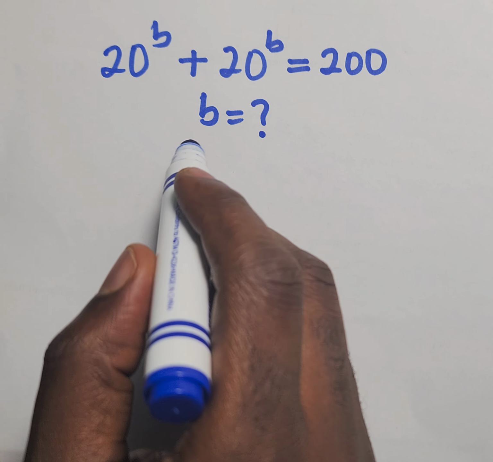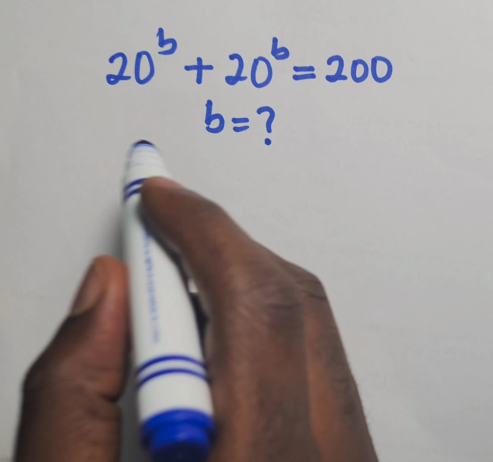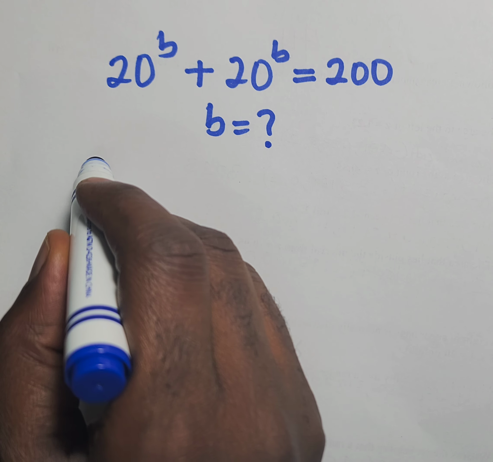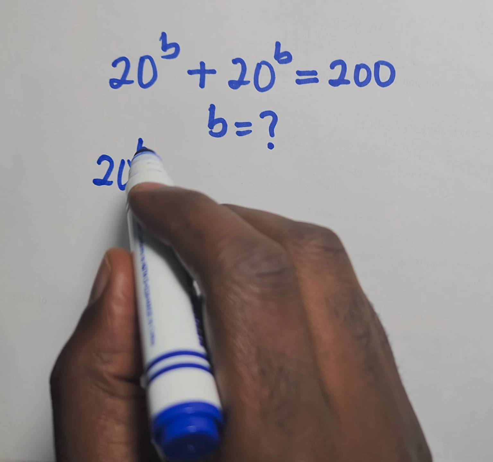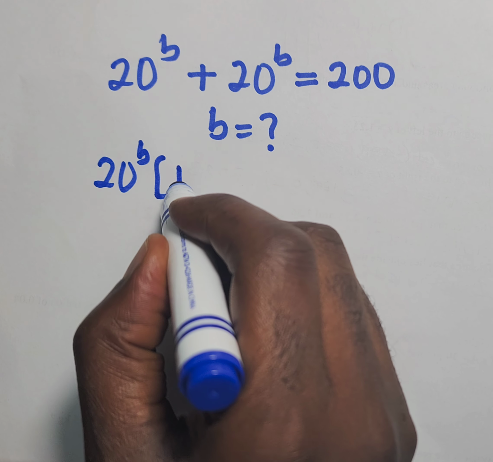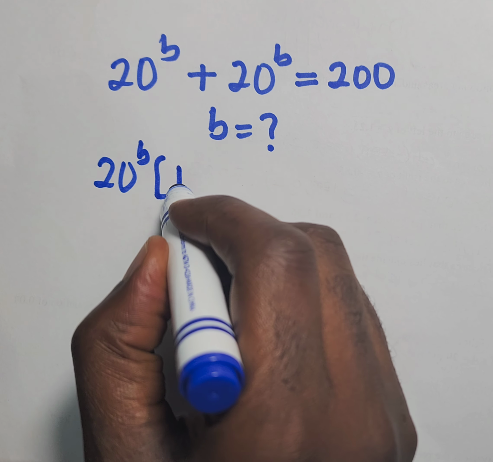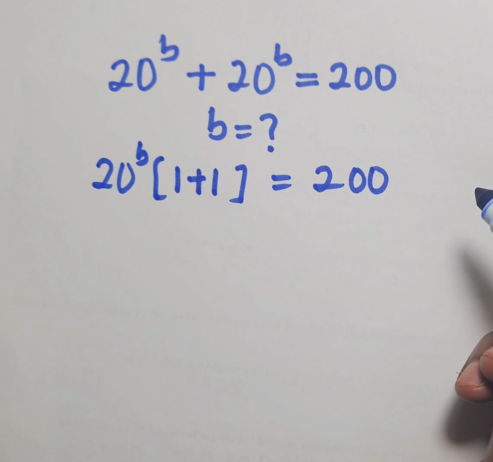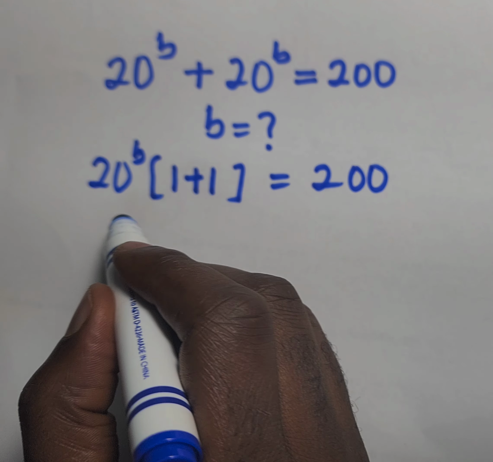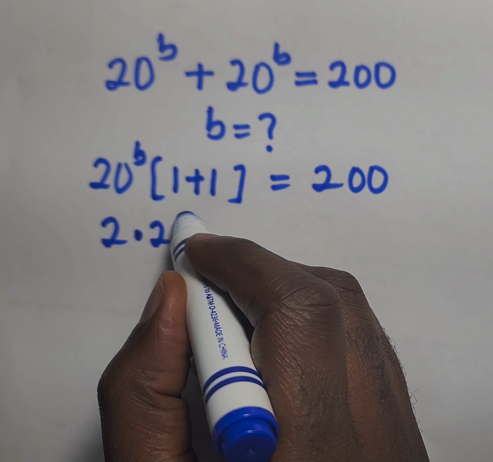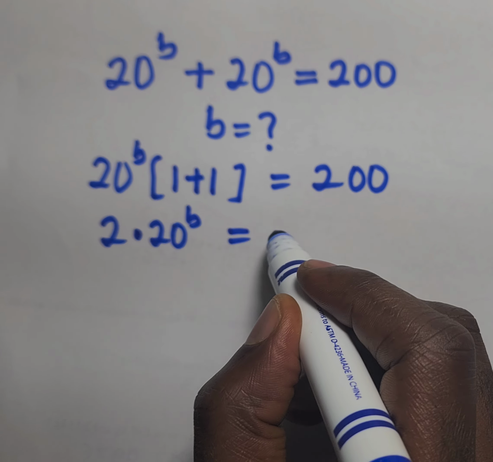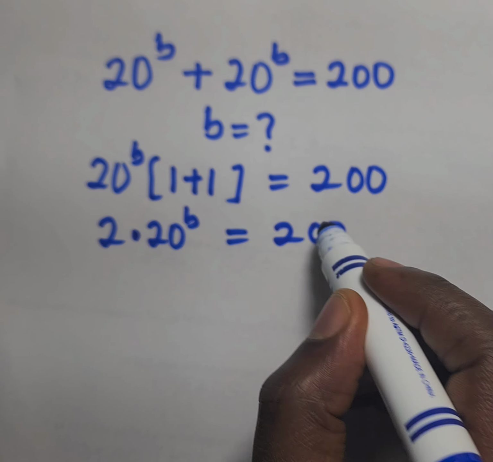In this video, we want to find the value of b. To do this, we're going to write this given equation as 20 to the power of b. Since they are the same, we can factor it out by having 1 plus 1 in the parentheses, which equals 200. So this can be written as 1 plus 1 is 2, multiplied by 20 to the power of b, which equals 200.